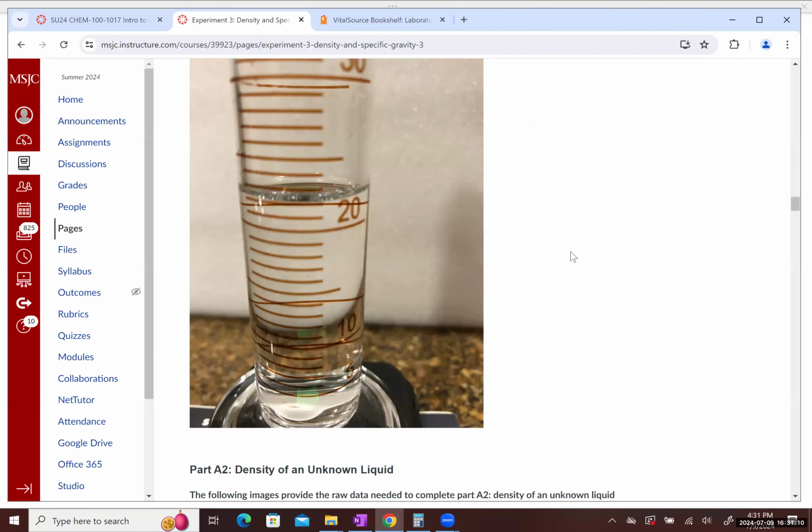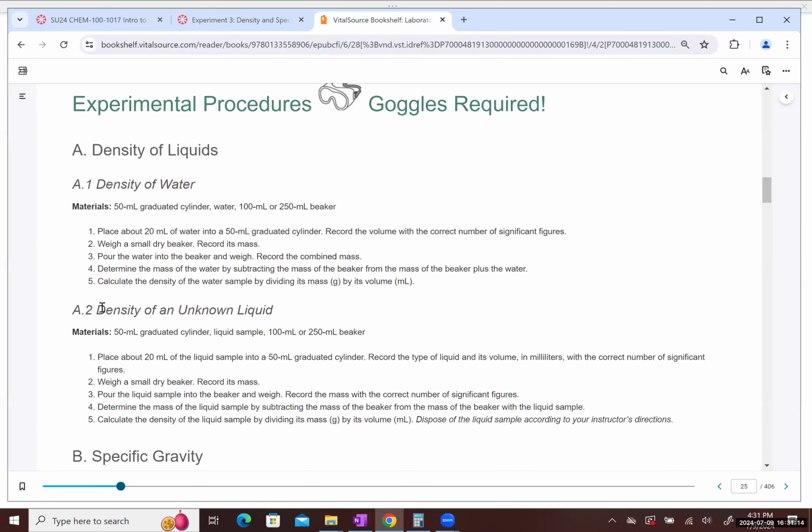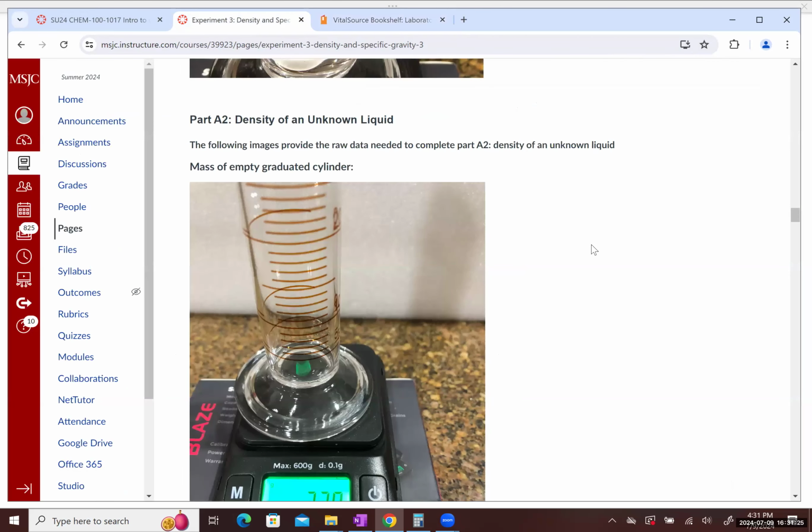So let's take a look at part A2 and let's read the procedure. So again, we're doing the exact same procedure, except this time we're substituting water with an unknown liquid. In this case, the unknown liquid is a solution of isopropyl alcohol.